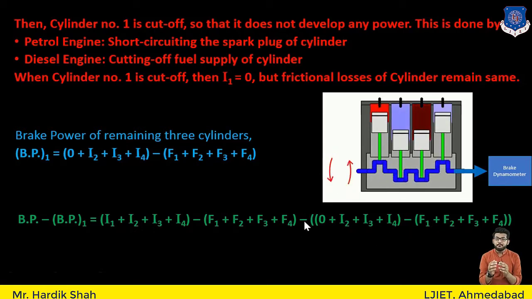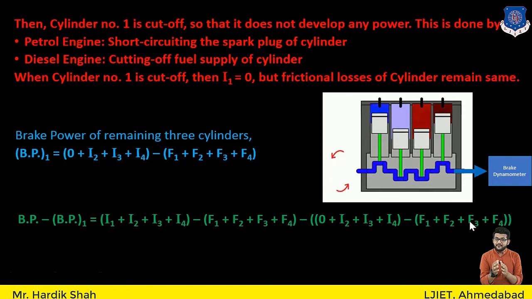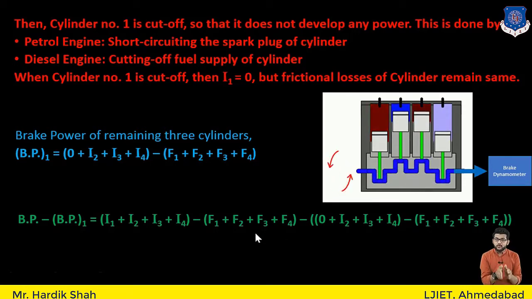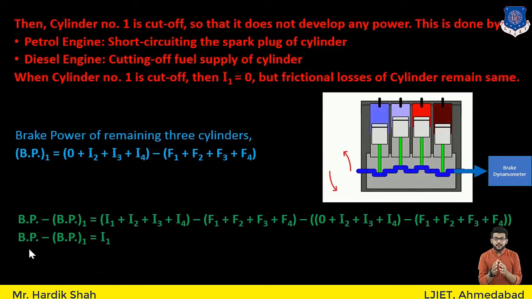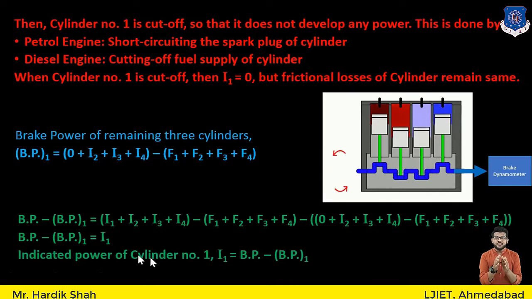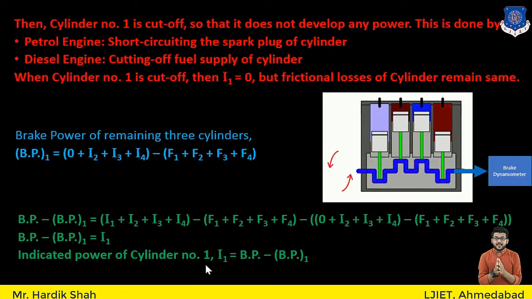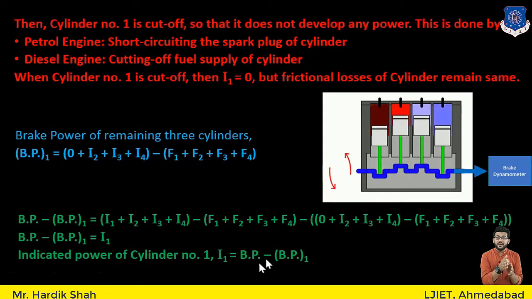So what will happen? Because of this subtraction here, it will be I1 minus I2 minus I3 minus I4 minus F1 minus F2 minus F3 minus F4. Okay. So after subtracting, what we will have? We will have I1. So we got the brake power minus brake power 1 is equal to I1. So we can say integrated power of the cylinder 1, that is I1, is equal to BP minus BP1.